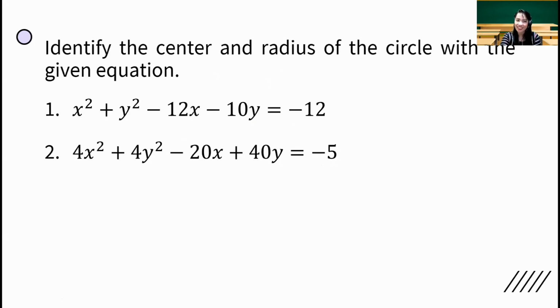Now, it's your turn. Identify the center and radius of the circle with the given equation. There are two given equations in general form of the equation of a circle. So do not forget the steps in identifying the center and radius of the circle.